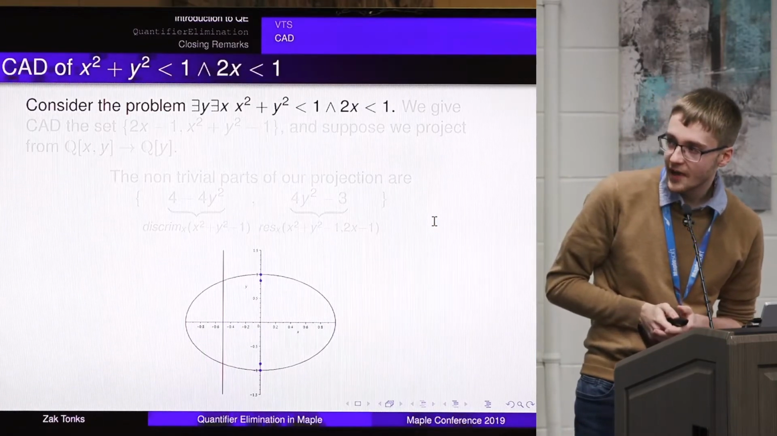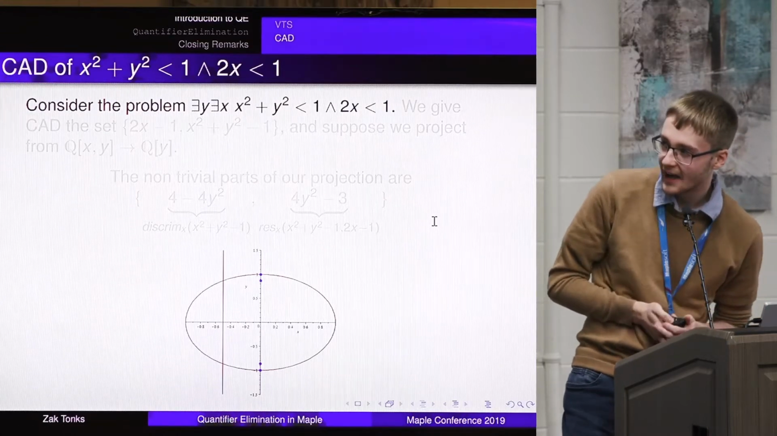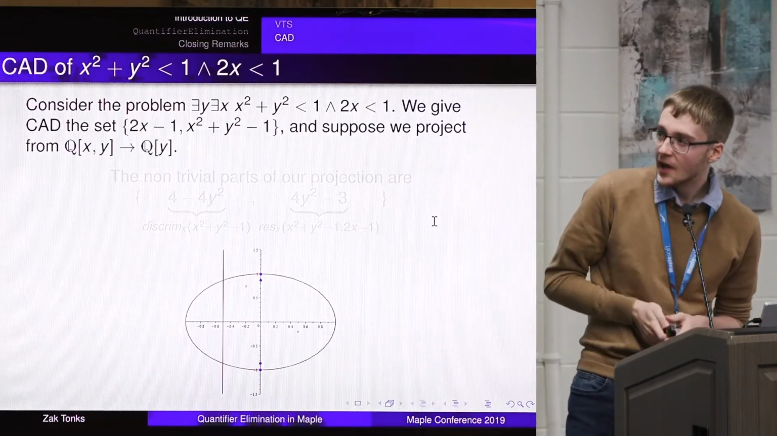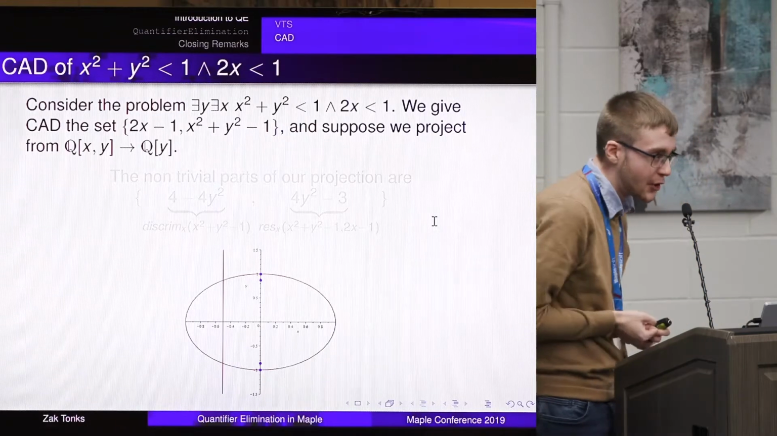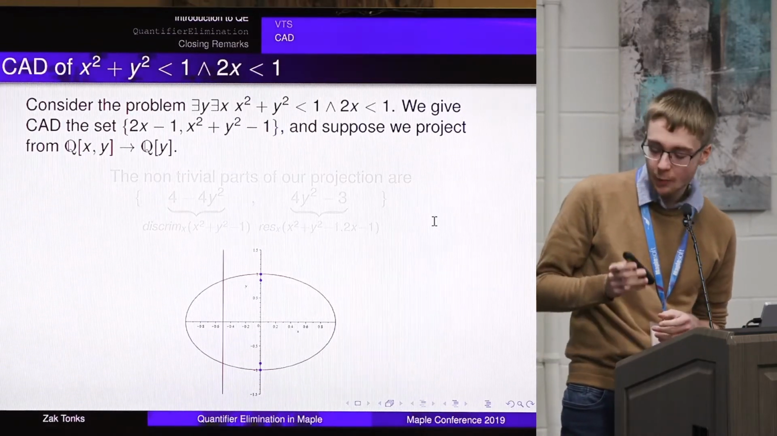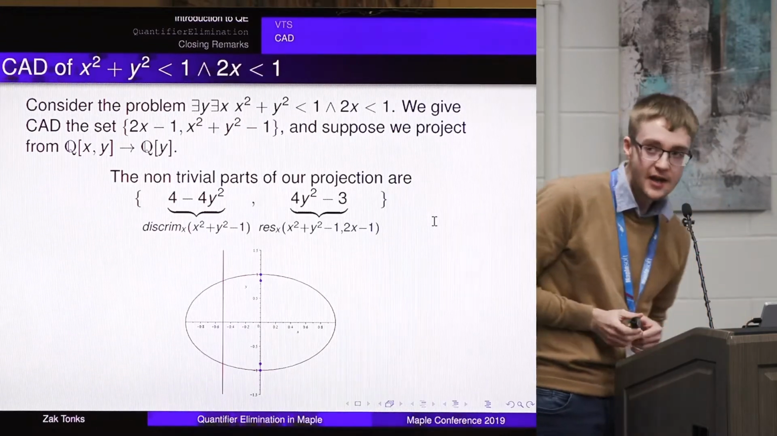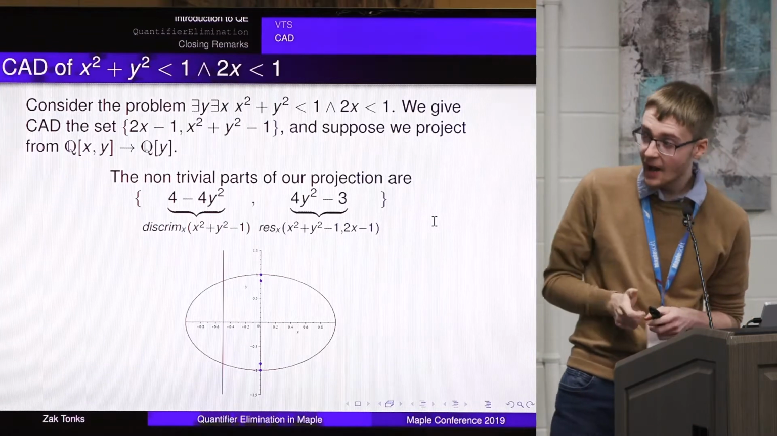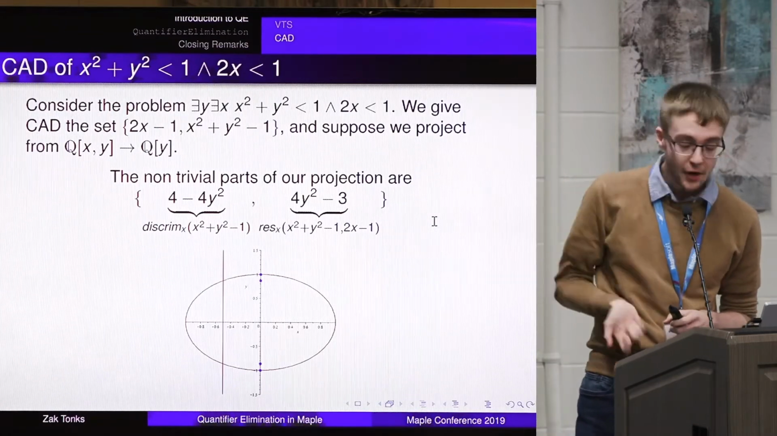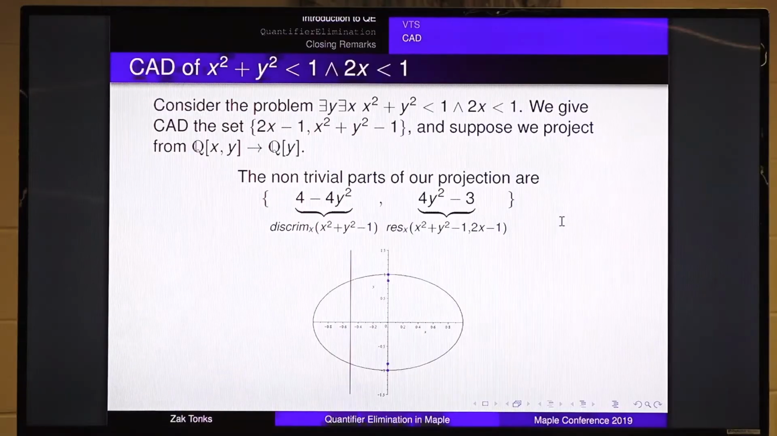So if I extend that to be the circle and a line as well, so you've got x squared plus y squared less than 1 and 2x less than 1. CAD just gets the set of polynomials from that formula, right? So it sees no Boolean structure whatsoever. We're going to project from x and y onto just polynomials in y. You get those, and that's the discriminant and resultant. So those are operations you want to take in order to deduce some geometry.